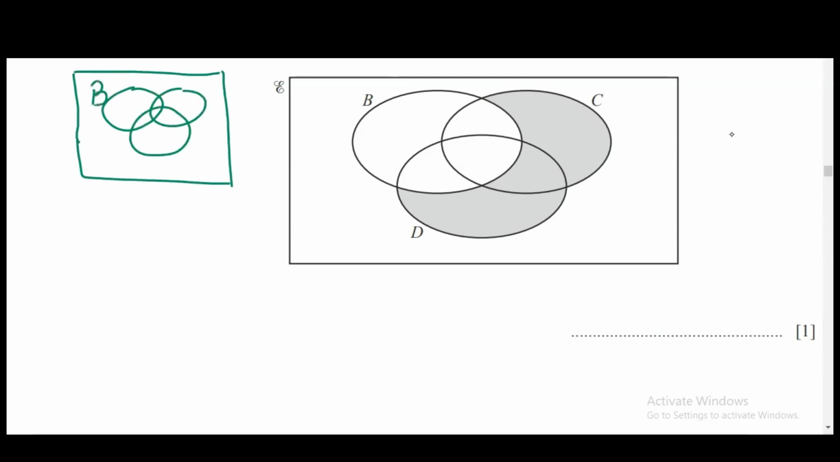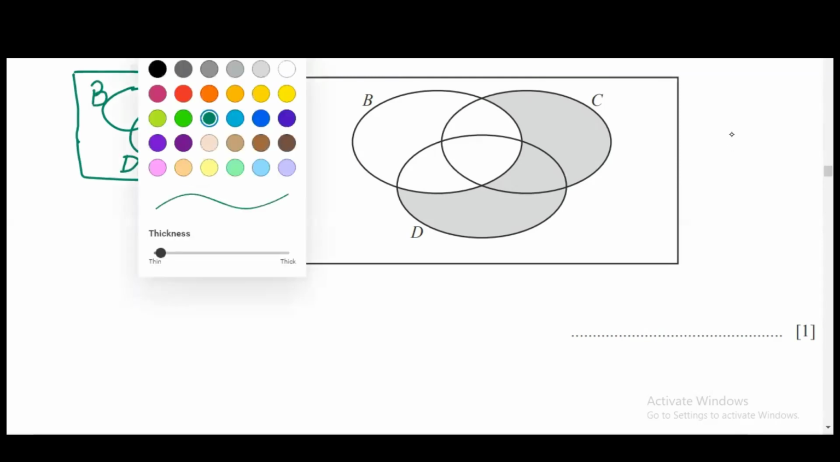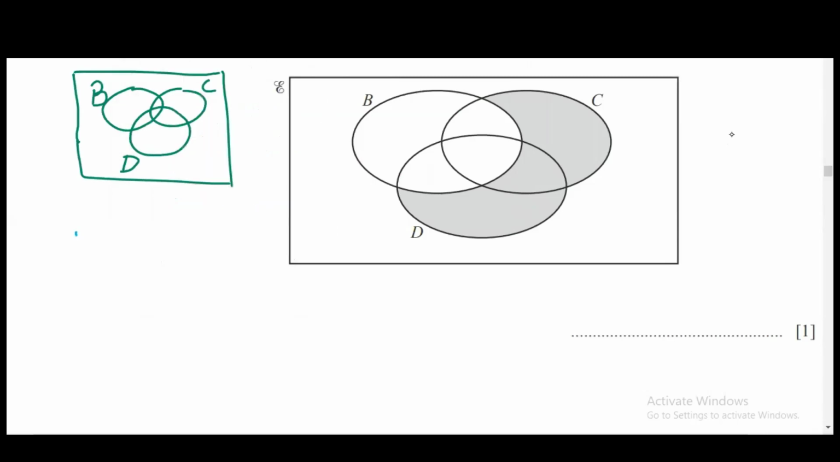Suppose this is part B, part C, and part D here. So B complement without shading here. So this is B complement here. The purple is B complement.